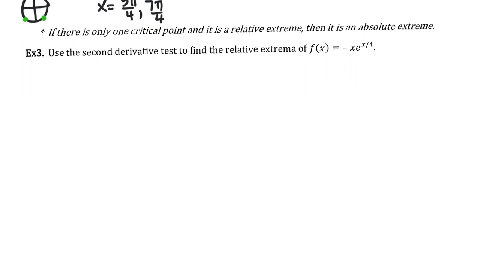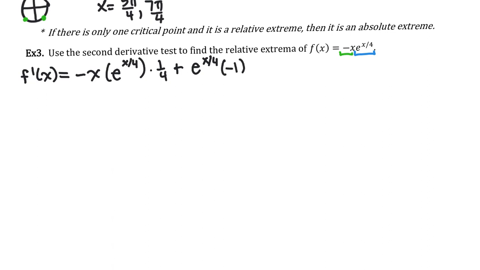Okay, let's do the second derivative test and just see what happens here. So let's do the first derivative first. Okay, this is product rule. I'm going to make that my first, that my second function. First derivative of e to the x over 4 is e to the x over 4 times the derivative of x over 4, which is 1/4, times the second, times the derivative of negative x, negative 1.